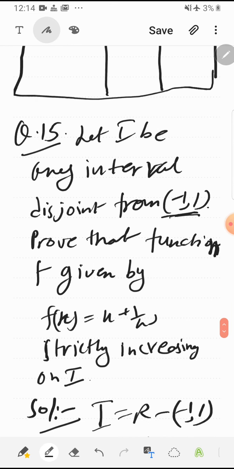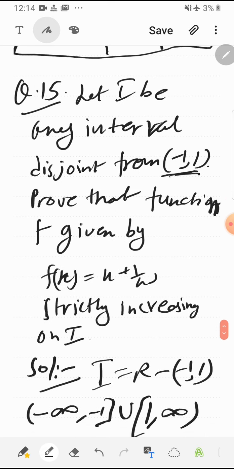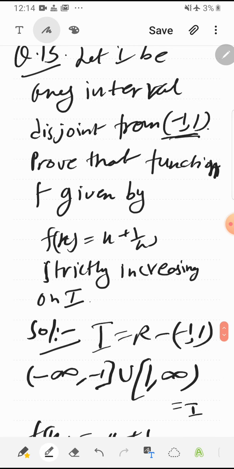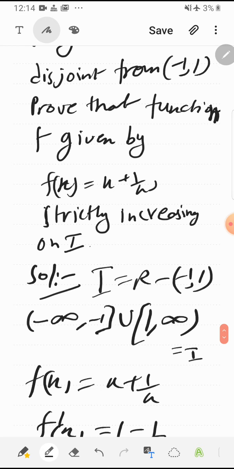Next question is, let I be any interval disjoint from -1 to 1. Prove that function f given by f of x is equal to x plus 1 by x is strictly increasing on I. It's a simple question asked in a different way. So first of all, let us see what is I, because I is disjoint from this. So obviously I is, one way to write I is R minus open interval -1 to 1.